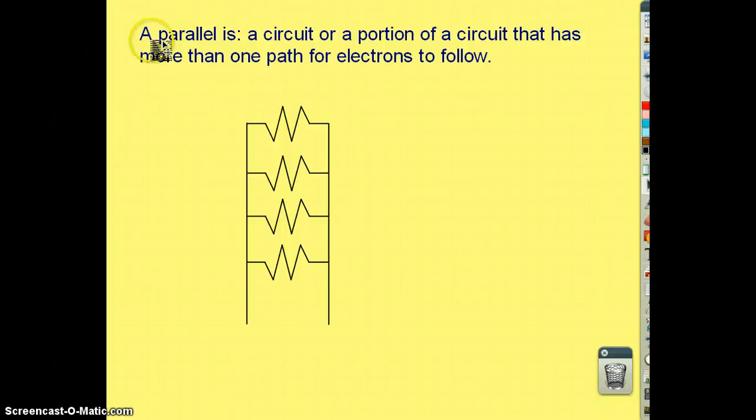Next is a lesson on parallel circuits. A parallel is a circuit or a portion of a circuit that has more than one path to follow. So if you look here, you've got 1, 2, 3, 4 distinct paths in this little example.